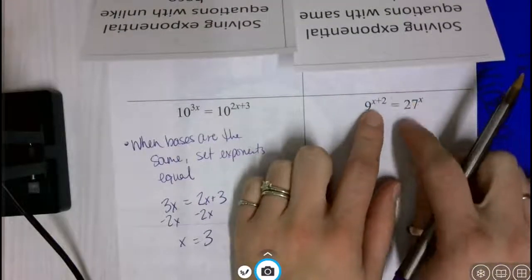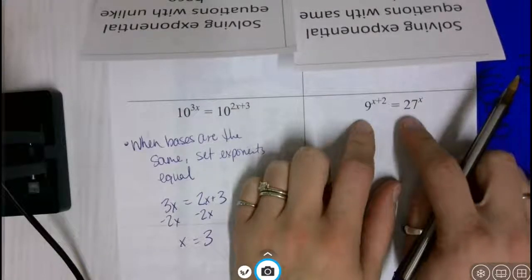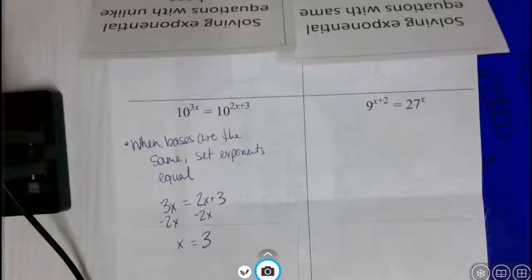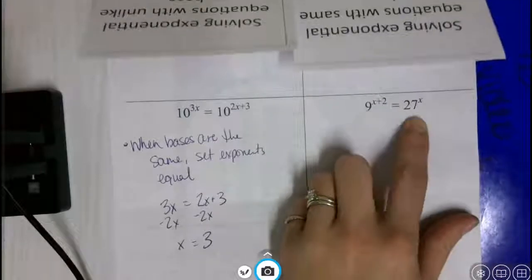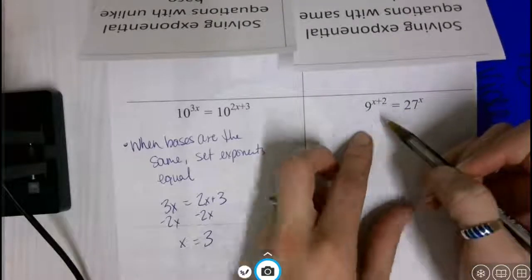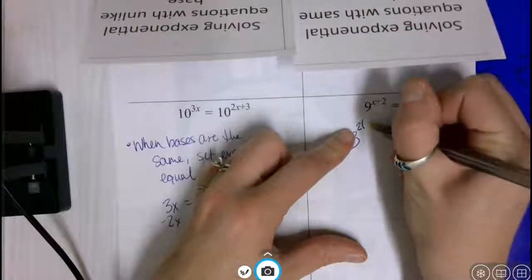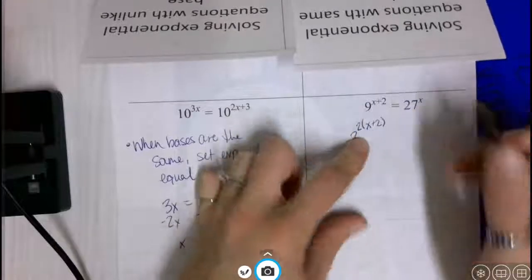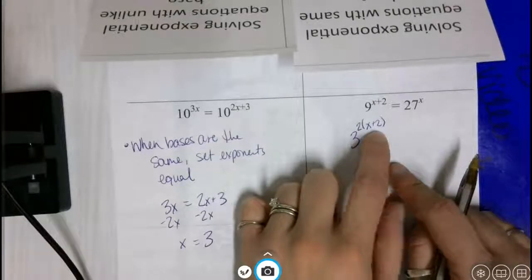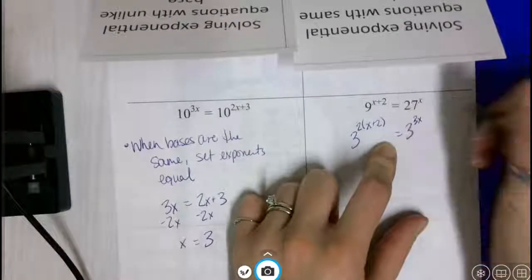So here I have 9 to the x plus 2 equals 27 to the x. So again, I see I've got different bases, so I'd have to do a couple little steps first. So first I want to come up with the base that would make them equal. Well, I know that both 9 and 27 are powers of 3. So I'm going to rewrite both sides of my equation using that power of 3. So I know that 9 is 3 squared. So then I can go ahead and, using my properties of exponents, set it like that. So 3 squared, and there's the rest of my exponent. Okay, equals 27, I know, is the same thing as 3 cubed, and there's the rest of that exponent.